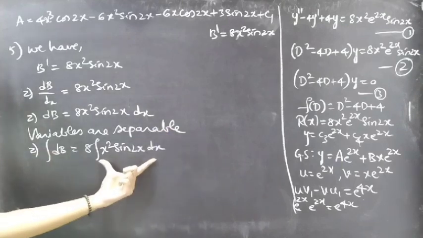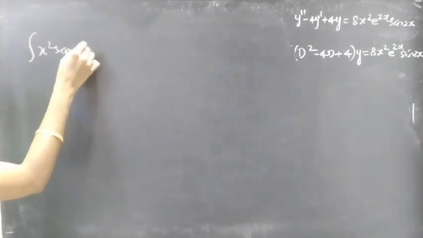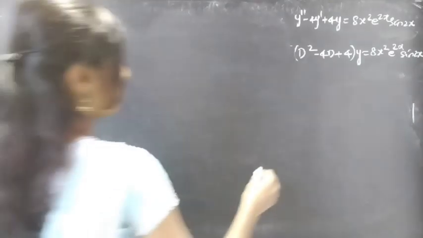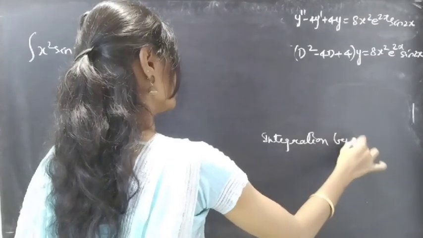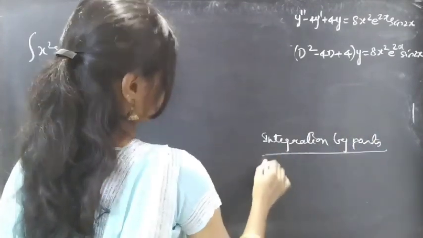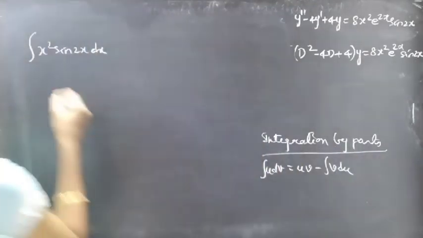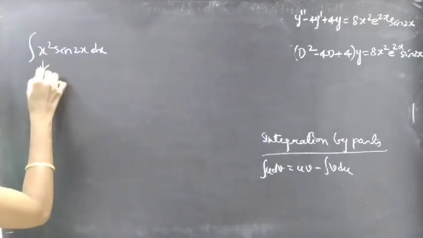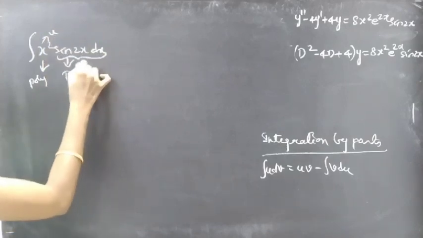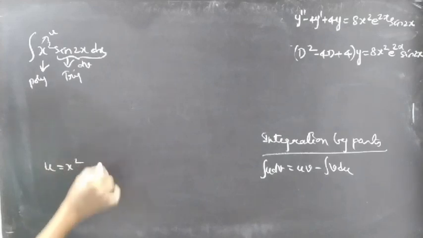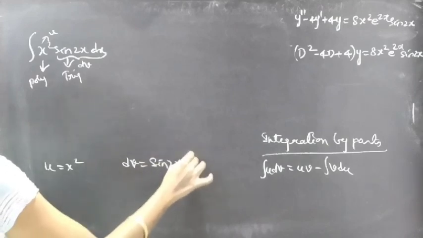Now we need to evaluate integral x square sine 2x dx. Here we are going to apply the integration by parts formula: integral u dv equal to uv minus integral v du. The integrand is a product of polynomial and trigonometric function, right? We'll consider the polynomial function as u and the remaining part as dv. We have u equal to x square and dv equal to sine 2x dx, right?